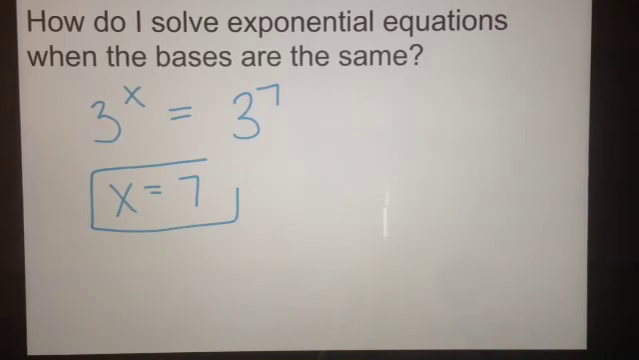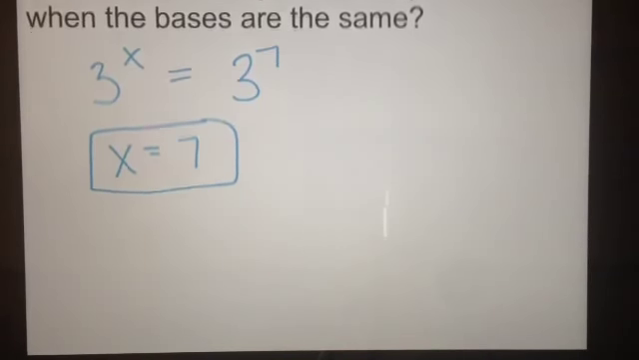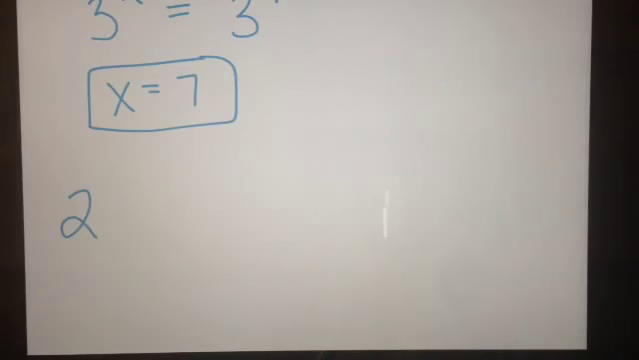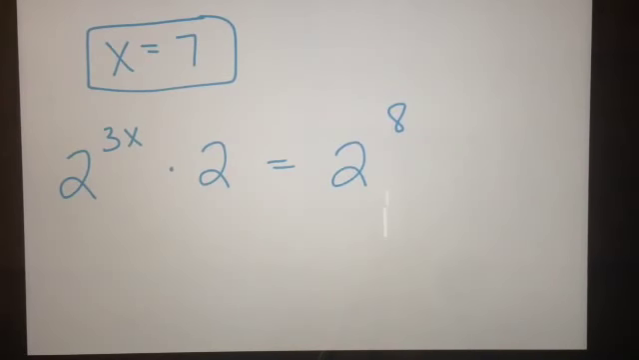That's the solution. If we were to do one that's a little bit more complicated, let's say I had 2 to the 3x multiplied by 2 equals 2 to the 8th. This is another circumstance where all the bases are the same. Well, the first thing I need to do is combine these two into one piece. If you remember the properties of exponents, when the base is the same, you can add the exponents together. So I need to remember that the 2 that has no exponent really is an exponent of 1.